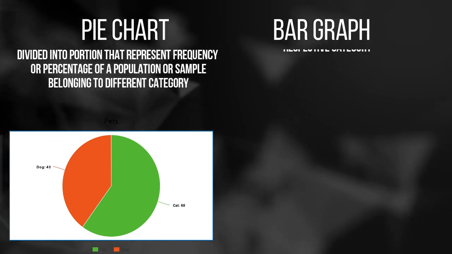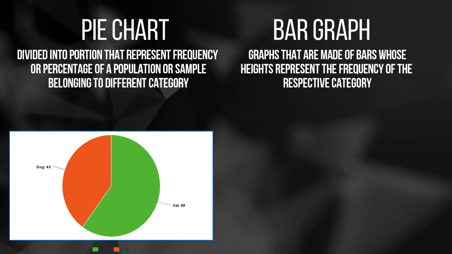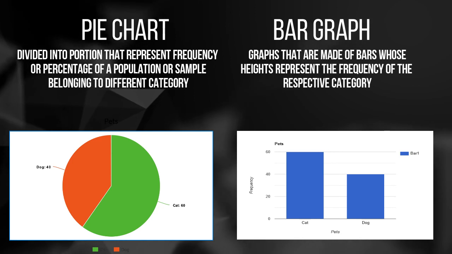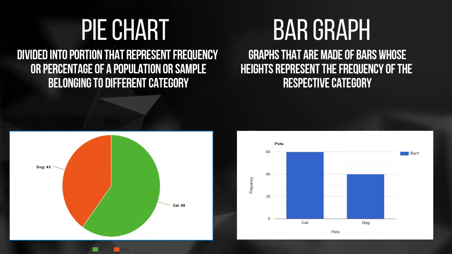While bar graphs, on the other hand, are graphs that are made of bars whose height is represented by frequencies of respective categories. That is all.